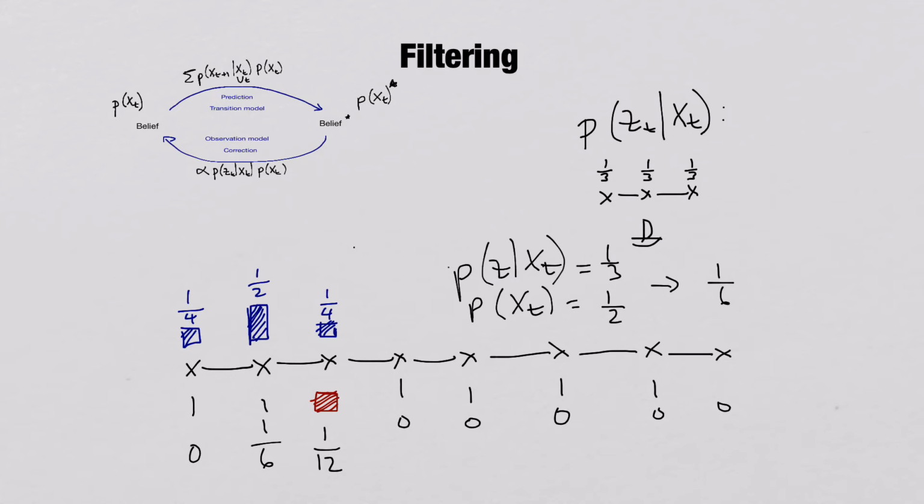Normalizing them will give us 2/3 for this and 1/3 for this.